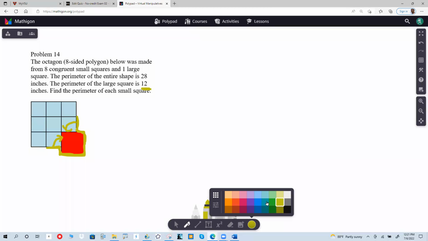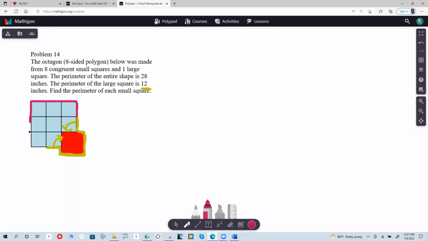Now, the rest of the sides are the little sides of the blue squares. I'm going to make it pink. I'm going to assume each edge of the blue square is X. I'm going to write only one of them here, X. The yellow or golden edges all add up to 12, because together they form the perimeter of the red square. Now I can set up a nice clean equation: the golden 12, and how many pink X's do I have?